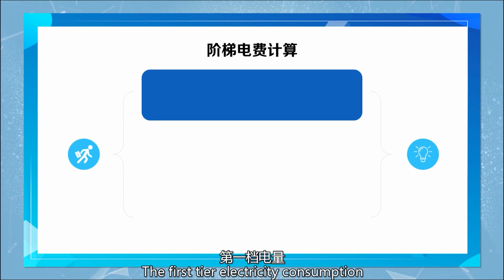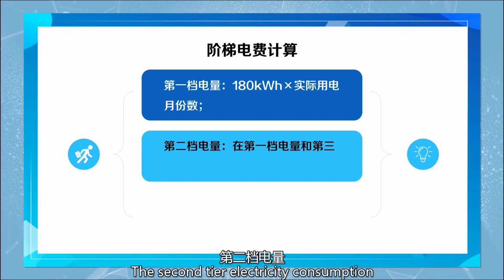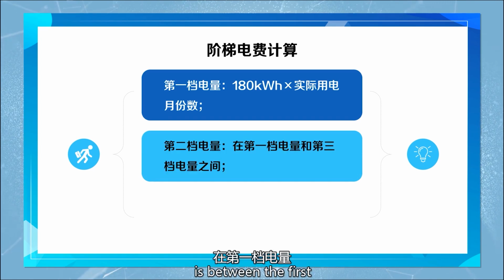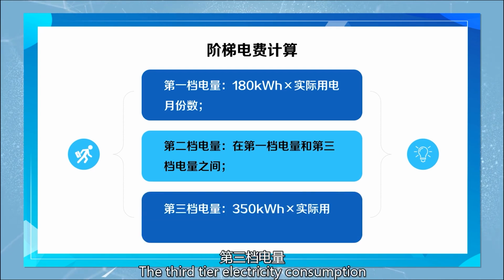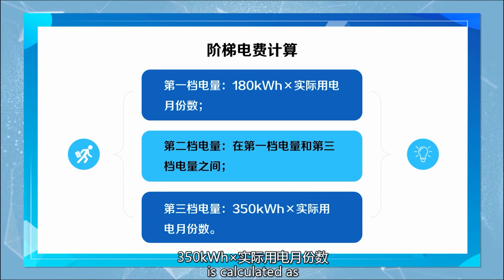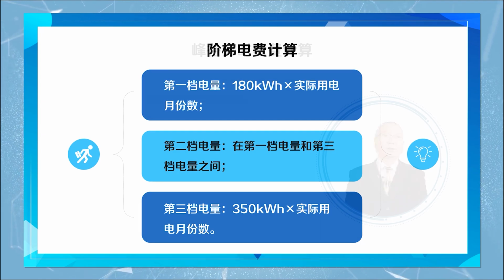The first tier electricity consumption is calculated as 180 kWh times the actual months of use. The second tier electricity consumption is between the first and third tiers. The third tier electricity consumption is calculated as 350 kilowatt-hour times the actual months of use.